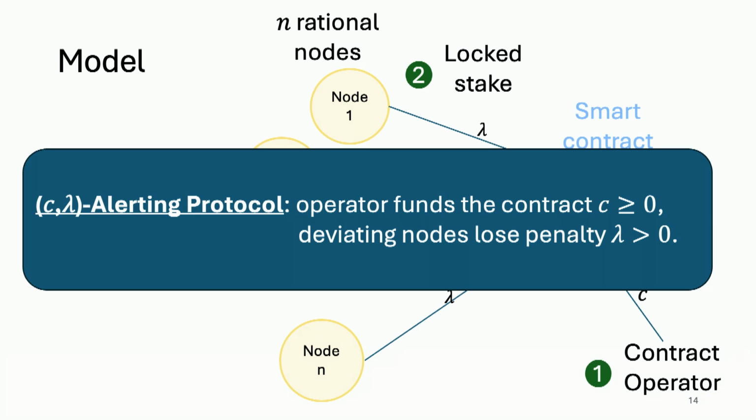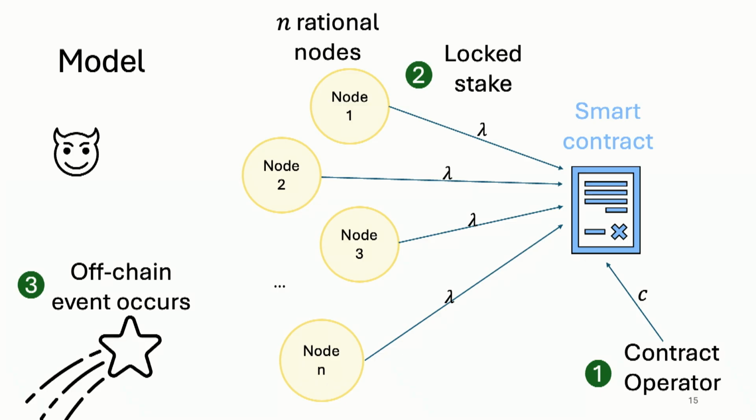So an alerting protocol is a protocol that incentivizes nodes to actually send the information to the blockchain. And the C-lambda alerting protocols are alerting protocols where the operator funds the contract with a constant value C, and each deviating node gets slashed by a penalty of lambda. Now, this was our setup, and let's say that some off-chain event happened.